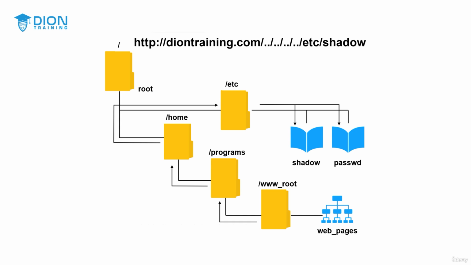So when somebody tries to go to deontraining.com/../../../../etc/shadow, what are they trying to do? Well, if we start with deontraining.com, that's going to load index.html or index.php from the web pages. That's that blue thing in the bottom right corner. Now, when I go .., I go up into the folder above it. Then .. goes again up into the folder above it. .. goes up into the folder above it. .. goes up into the root directory now. And then I go /etc down into the etc folder. And then /shadow, I'm going to try to read that shadow file. That's what they're doing here. That's what a directory traversal is.